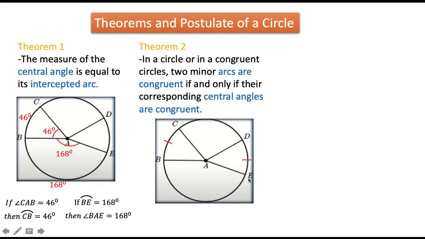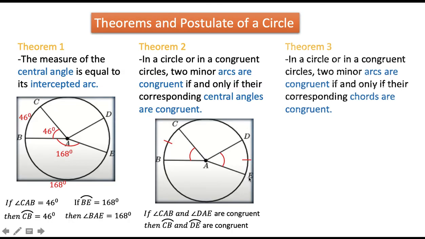If these two arcs are congruent, it follows that the corresponding central angles are also congruent. So if angle CAB and angle DAE are congruent, then it follows that arcs CB and DE are also congruent.